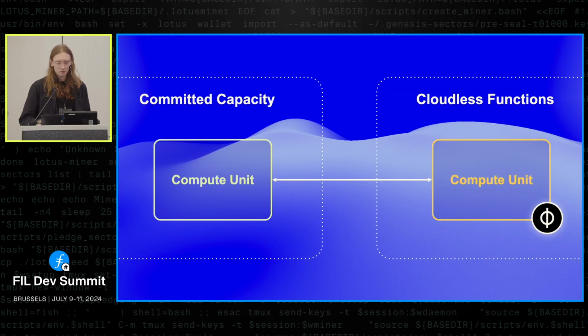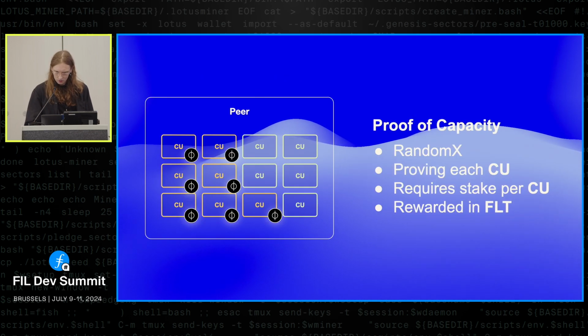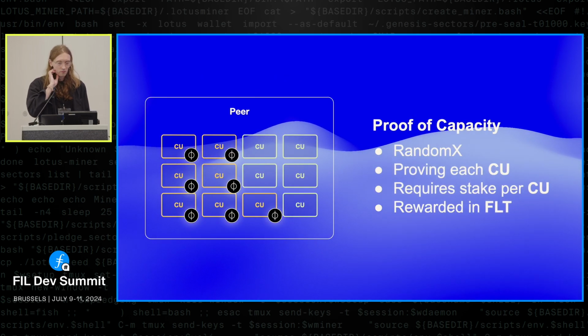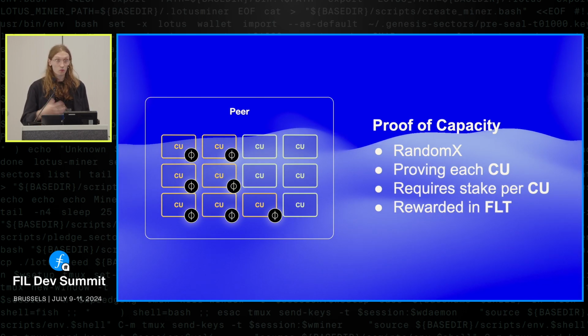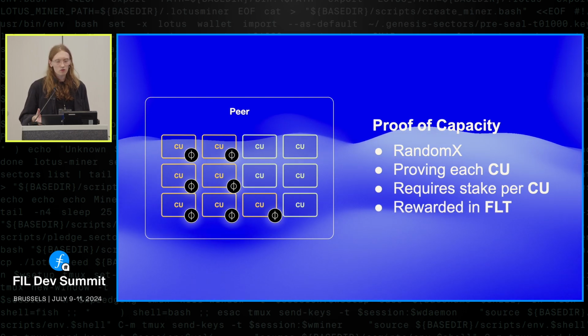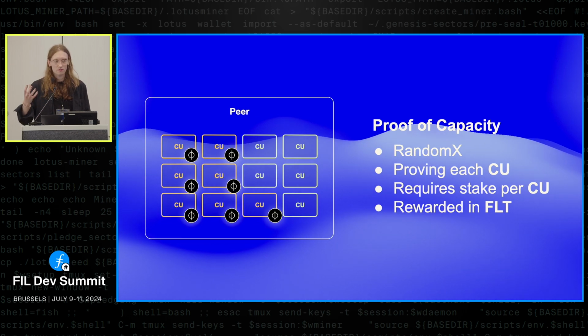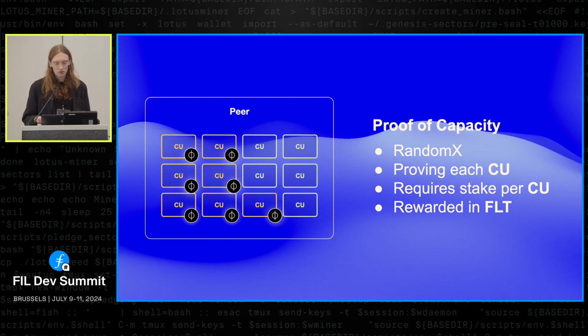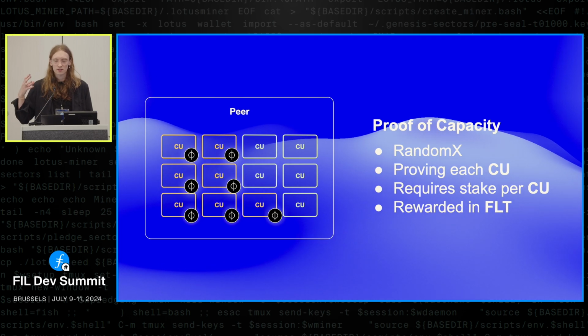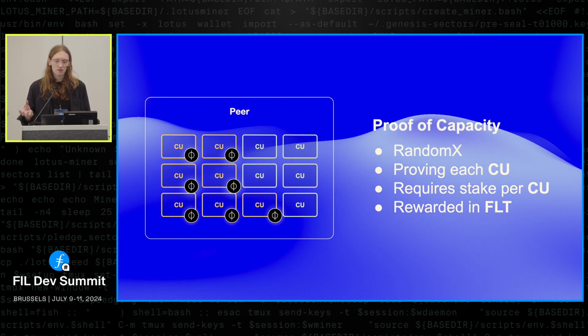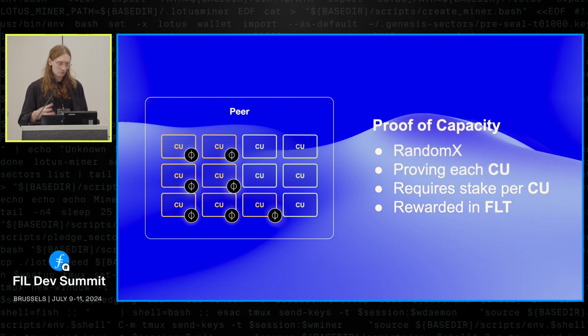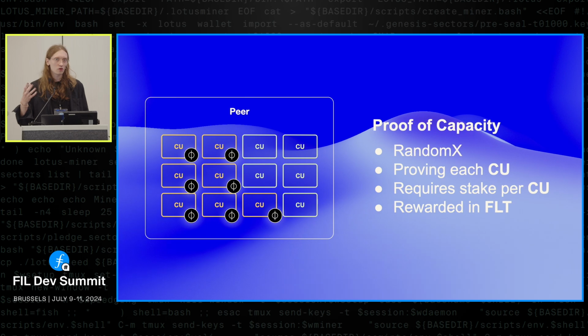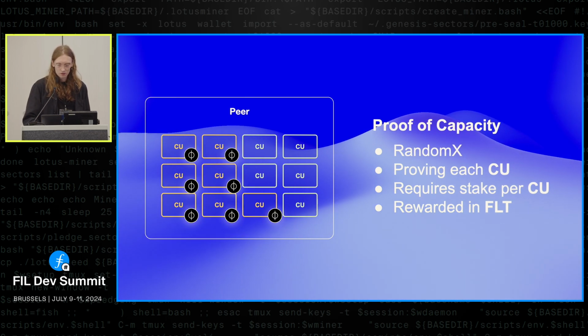For proving that the provider has enough capacity, we have a proof of capacity. It's basically RandomX, which utilizes all the memory and all the CPU, and it proves that the provider has this CPU. The provider stakes FLT token on this, and is required to send proofs periodically, checked on chain, to prove it and actually be able to run developers' code.